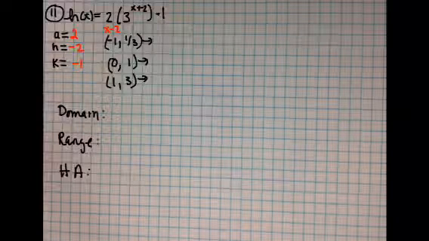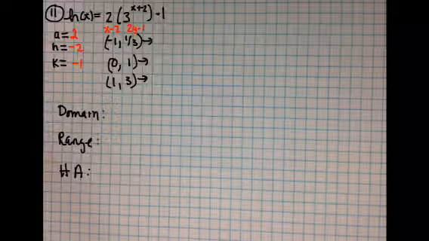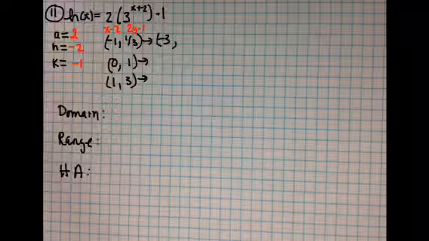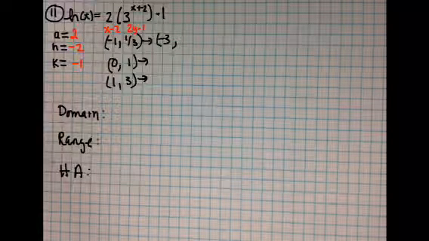The y is affected by the a and the k, so it's going to be 2y, because a is 2, minus 1. So now I'm going to transform the points. So negative 1 minus 2 gives you negative 3. 2 times 1/3 is 2/3, minus 1 is negative 1/3.